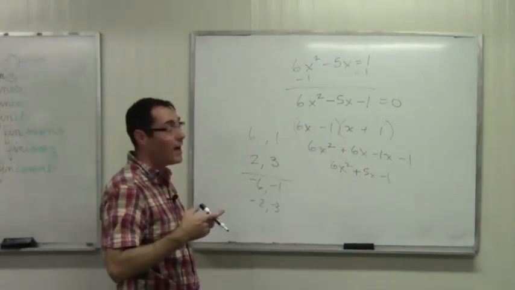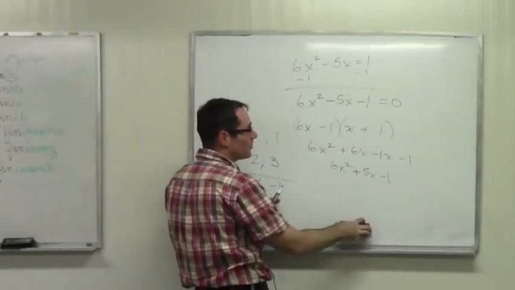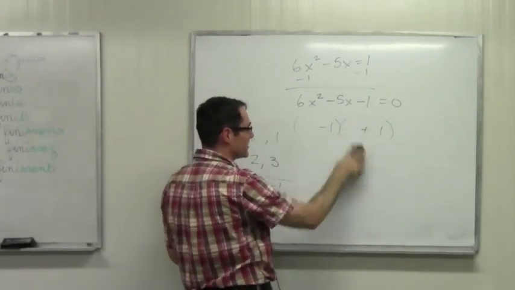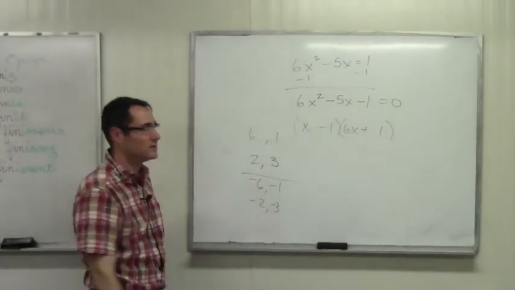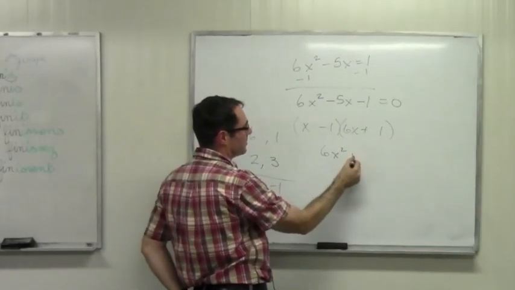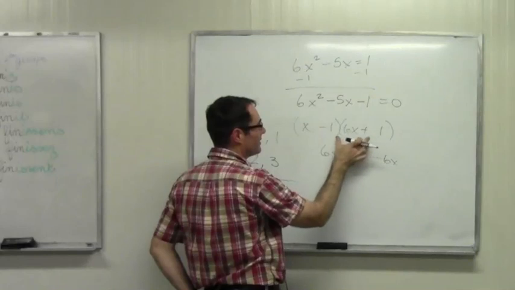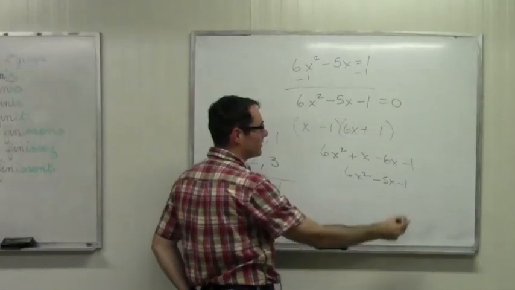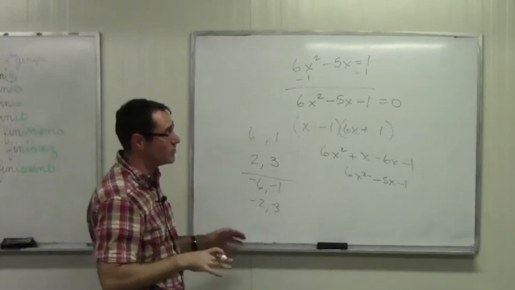So what we're going to have to do is try the same combination on the other side. So this didn't work. Let's say the x goes here and the 6x goes here. x minus 1 and 6x plus 1. 6x squared, so far so good. Outer is plus x. Inner, minus 6x. And final, minus 1. 6x squared minus 5x minus 1. Did we get it right? We did this time. So that was kind of a guess and check sort of thing. And that's fine. You can do it that way.